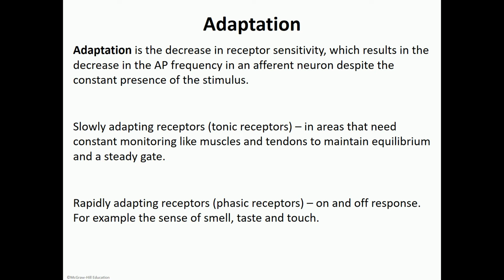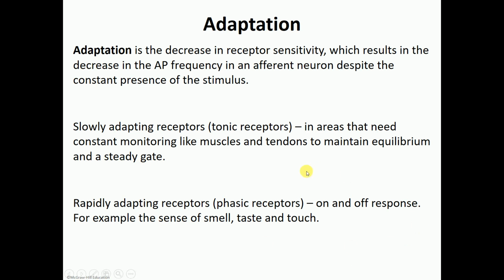Other slowly adapting receptors would be the receptors that are found in the muscles and tendons, and they send information to the cerebellum and different parts of the brain to maintain equilibrium. So these are receptors, again, where you do not want adaptation to occur. Other receptors are rapidly adapting, and those are the ones related to smell, taste, and touch.